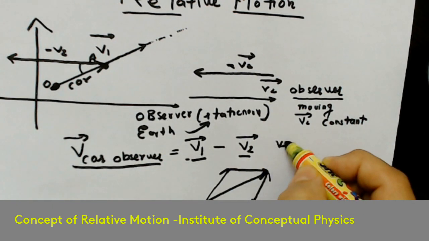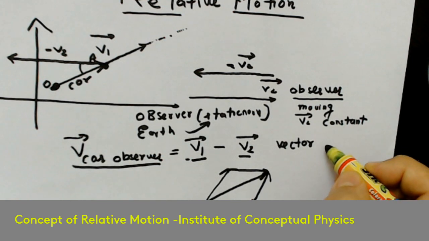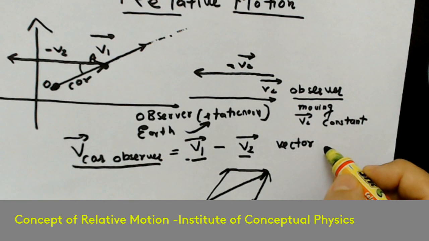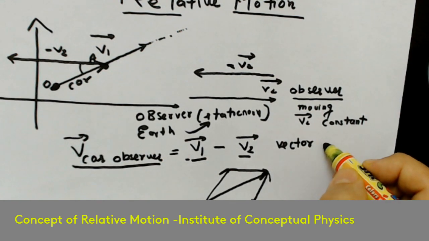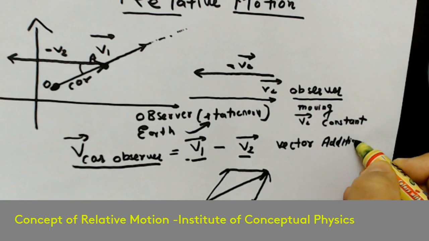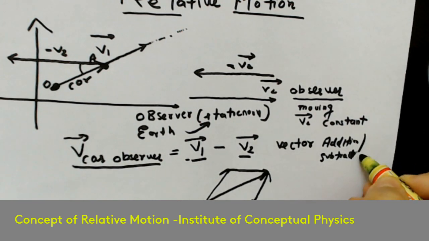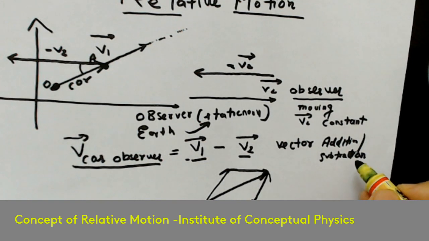But this subtraction is not algebraic. This is vector addition or subtraction. The negative sign does give an impression of subtraction, so you can use the word subtraction also, or addition. But this is vector addition or subtraction, so it has a sense of direction included. This is not algebraic, like two numbers getting added.